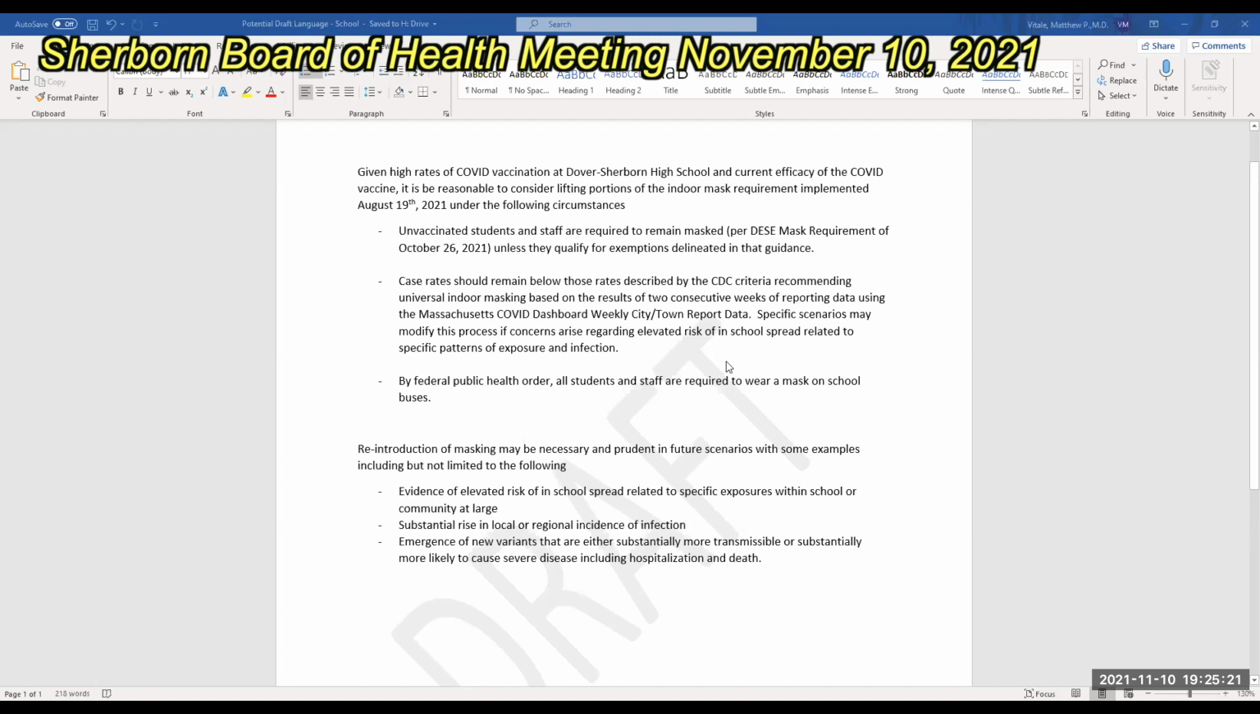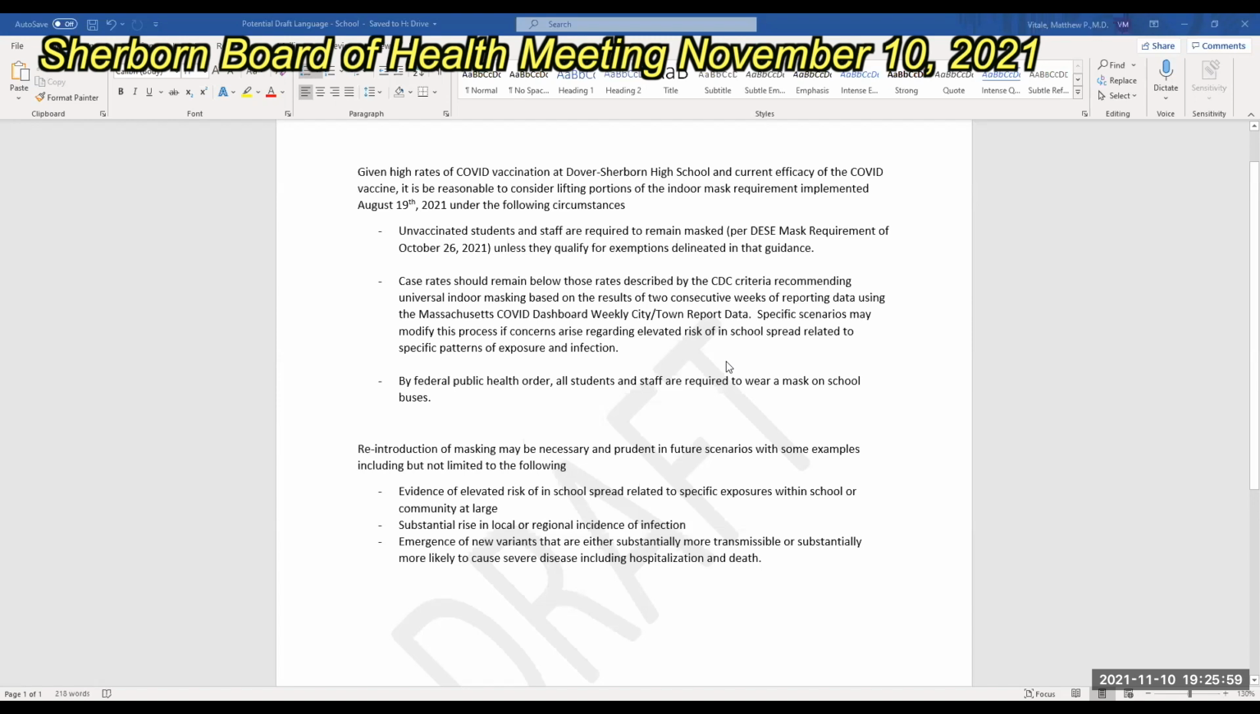If we have evidence of elevated risk of in-school spread related to specific exposures within school or community at large, a substantial rise in local or regional incidence of infection, or the emergence of new variants that are either substantially more transmissible or substantially more likely to cause severe disease, including hospitalization and death. So my hope is that we remain in a position that we don't need to remask in the high school, but it's certainly possible that we could. And I think it's important to communicate that this is a step that's reasonable for us to take right now, and there could be changes in circumstances in the future that would require us to take another approach.